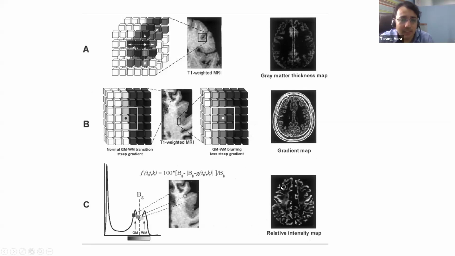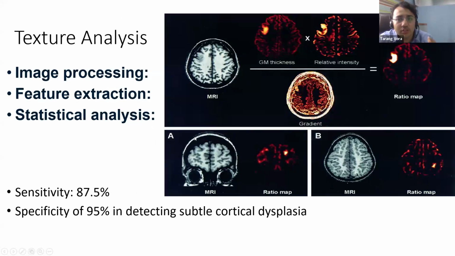All this processing is done by the computer. Based on these three things, that is gray matter thickness, relative intensity, and the gradient, when we multiply them together, a dysplastic tissue will have more thickness, so that will pick up the dysplastic tissue. It will have more intensity, that will pick up, but the gradient will be less.